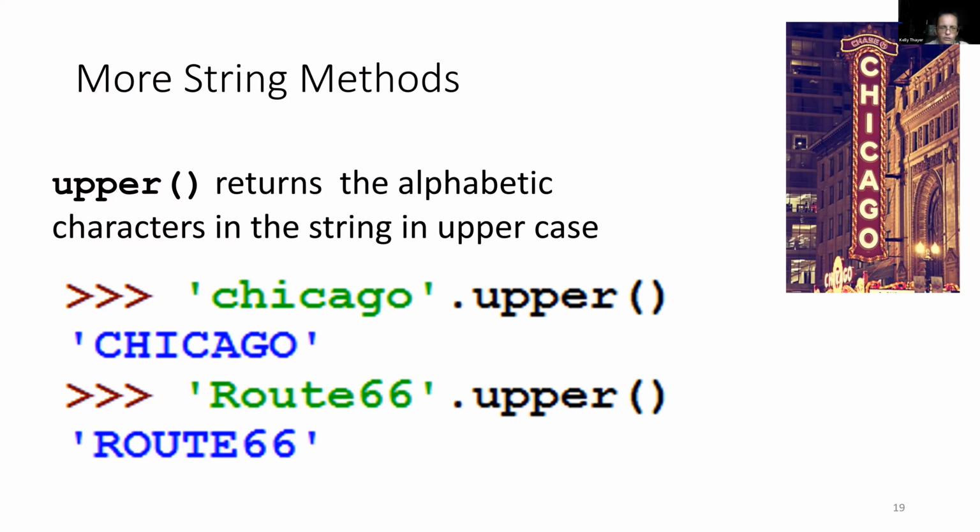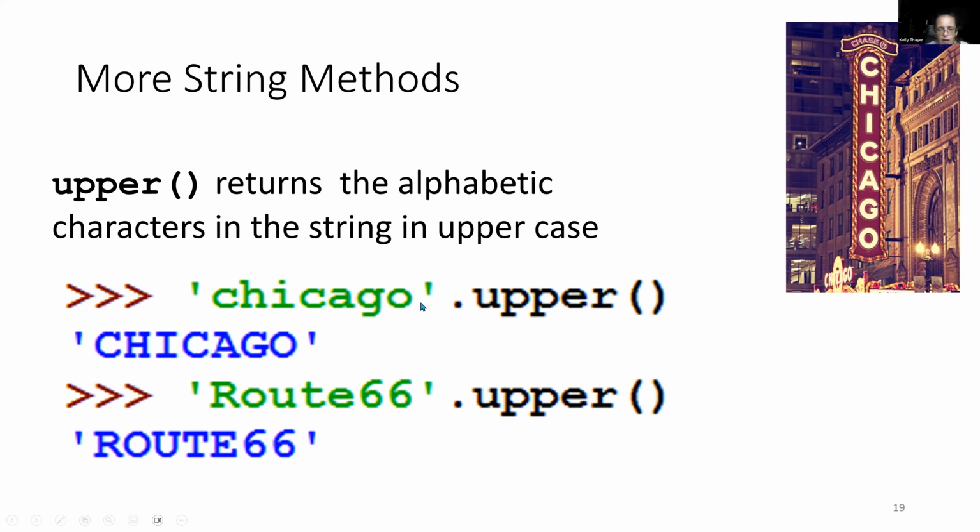There are also additional string methods. We also have upper. So we have isupper that returns true or false to tell us whether it already is upper. But upper is more like a coercion function that tries to cast things into uppercase. So we can take a look at upper. This is going to return the alphabetic characters in the string in uppercase.